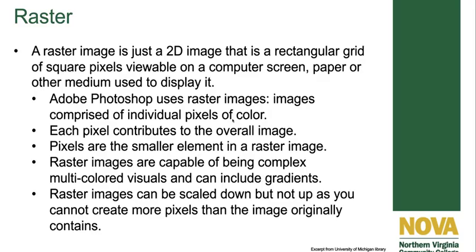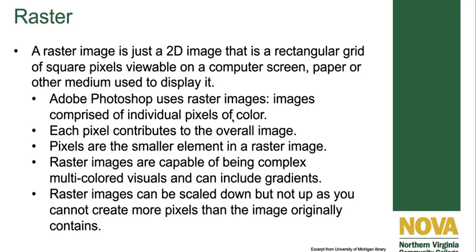A raster image is just a two-dimensional image that is a rectangular grid of square pixels viewable on a computer screen. It can also be printed on paper or any other medium used to display it. Raster images are complex, multicolored visuals. They can include gradients as well, and they create that continuous tone that you see in photographs.